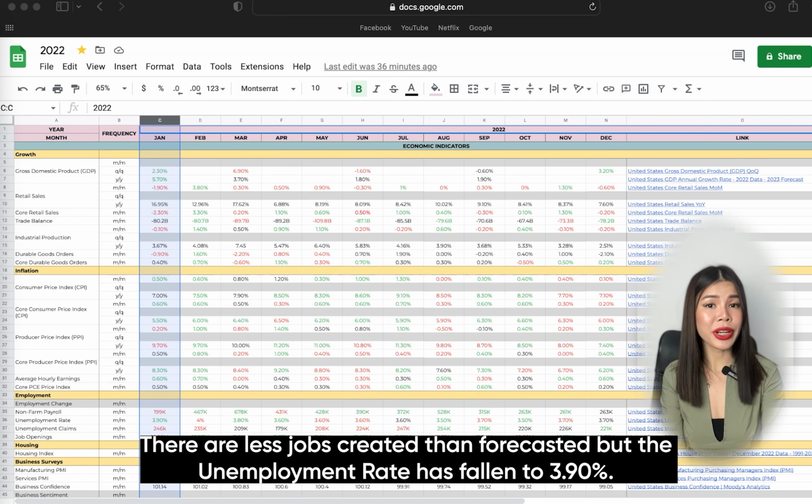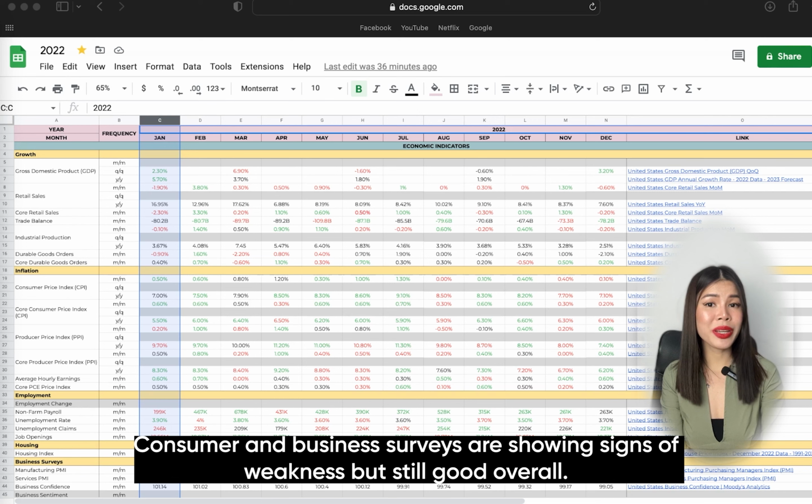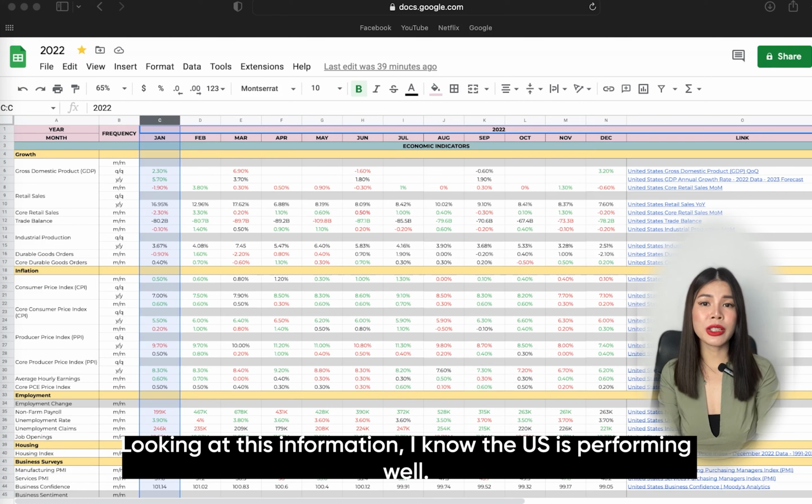There are fewer jobs created than forecasted, but the unemployment rate has fallen to 3.9%. Consumer and business surveys are showing signs of weakness but are still good overall. The housing market, on the other hand, has been getting stronger consistently since last year. Looking at this information, I know the US is performing well.